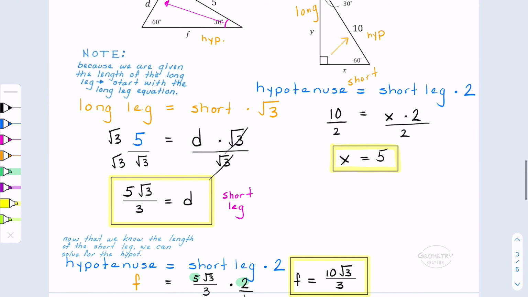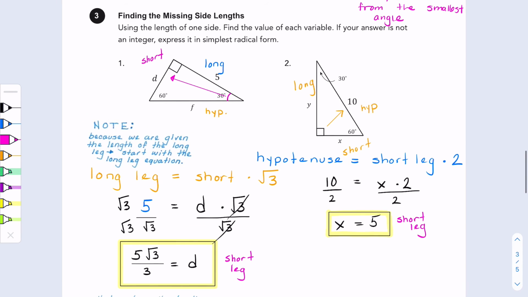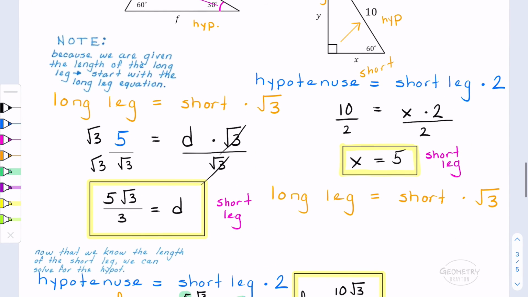Now that we have the length of the short leg, we can use that to find the length of the long leg. So we can use this formula that says the long leg is equal to the short leg times the square root of 3, and we can apply that to this problem. The long leg is represented with the variable y. We just found the length of the short leg. It's 5 times the square root of 3 is what the formula tells us. And we actually can't simplify anything here, so this right here would be our final answer for the long leg.